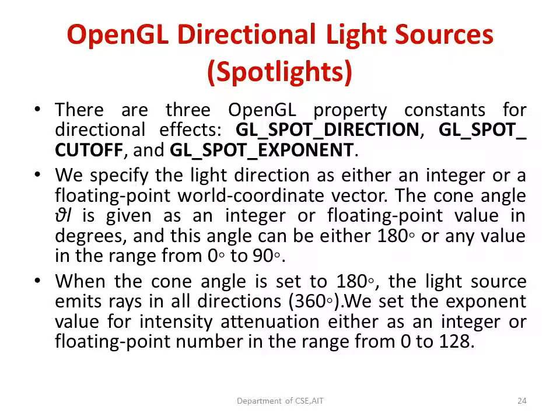The exponent value can be between 0 to 128. It is fixed for this particular GL exponent because it depends upon the spotlight equation. So only 0 to 128 I can give for the exponent. GL spot direction means you can specify integer or floating point values in a vector, giving the direction in terms of the x value, y value and the z value. And if you're going for a cutoff, you can give the angle you want.